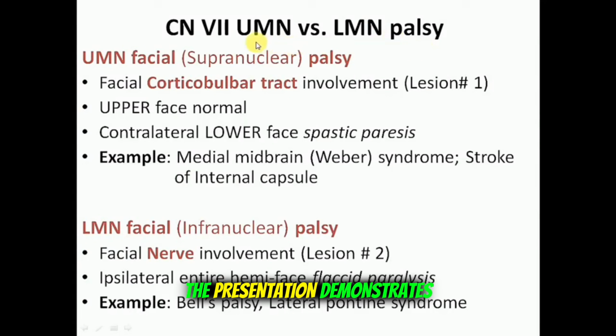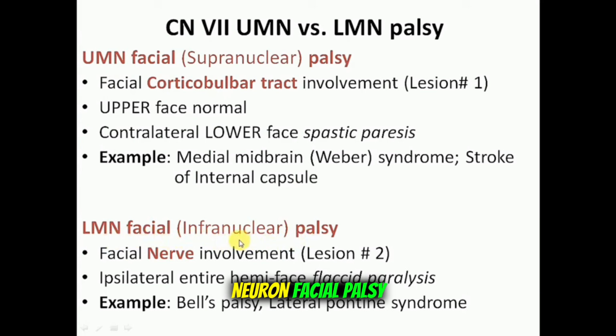The presentation demonstrates the differences between upper motor neuron and lower motor neuron facial palsy, mainly involving the muscles of facial expression, which are supplied by cranial nerve 7, that is the facial nerve. There are two types of facial palsy: upper motor neuron facial palsy or supranuclear palsy, and lower motor neuron facial palsy or infranuclear palsy.